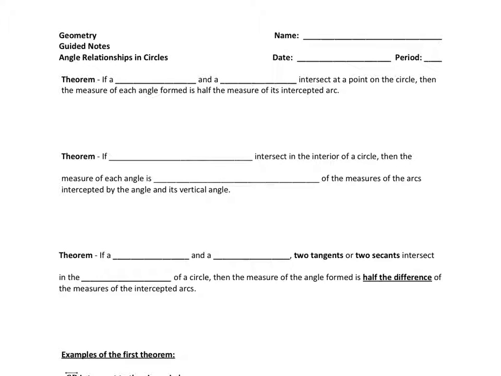Okay, so we're going to look at some different angle relationships in circles, and we're mainly going to talk about some different kinds of lines and segments that meet in circles. So namely chords and secant lines and tangent lines. So we're going to look at how all these meet and how the relationship is with a circle.